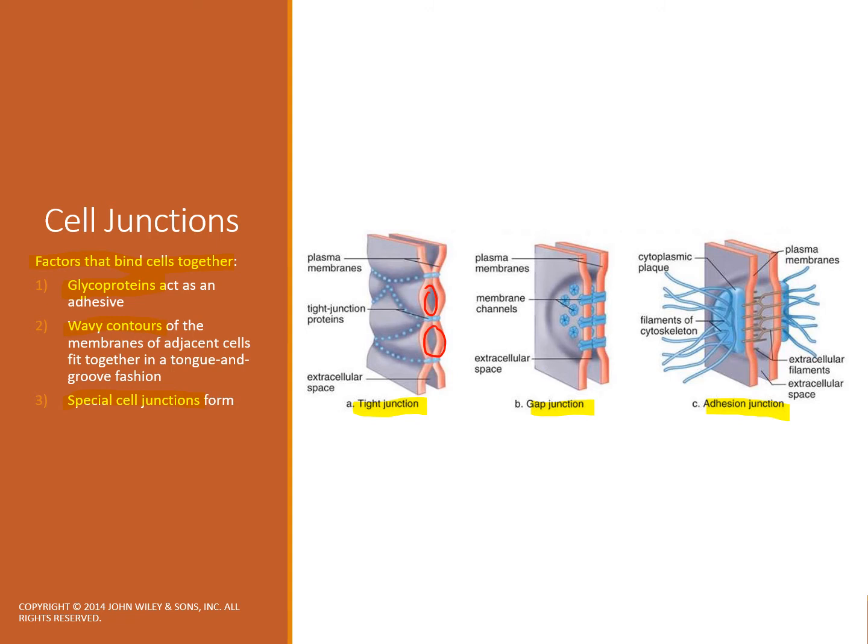Gap junctions are communicating junctions, and they allow ions and very small molecules to pass through these pores or channels, and they're very important for communication in heart cells and in embryonic cells. Adhesion junctions, these are anchoring cell junctions, and they will bind adjacent cells together and act kind of like Velcro on the interior with these extracellular filaments.